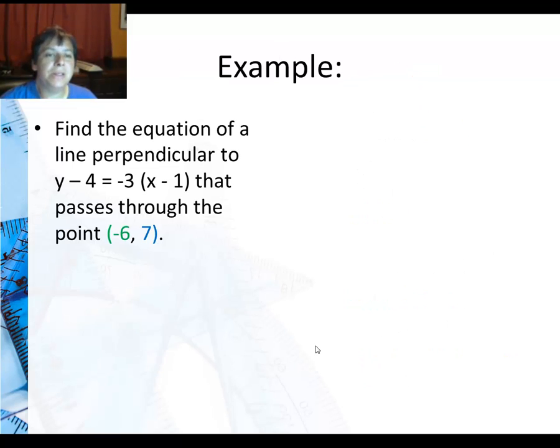So now we're going to take a look at an example. We're going to find the equation of a line perpendicular to this that passes through the point -6, 7. You can see that this equation here is in point slope form. There's my slope. My point is 1, 4. I don't really need the 1, 4 because the only thing I really need here is the slope, -3. I already know what point it's going through.